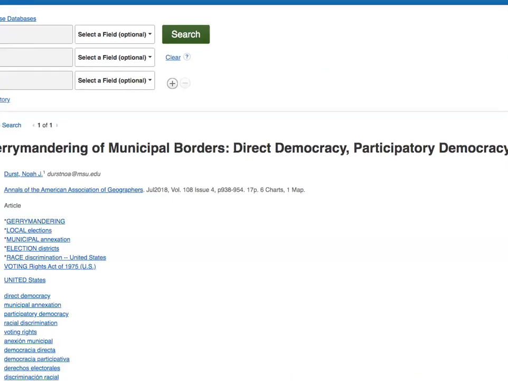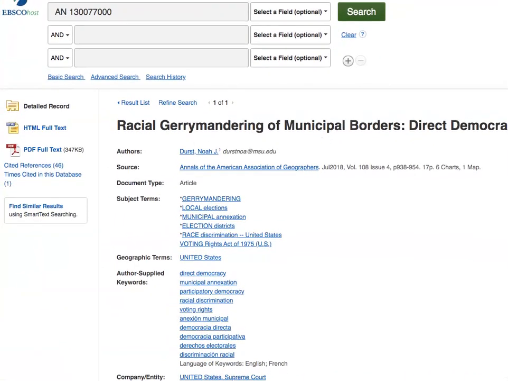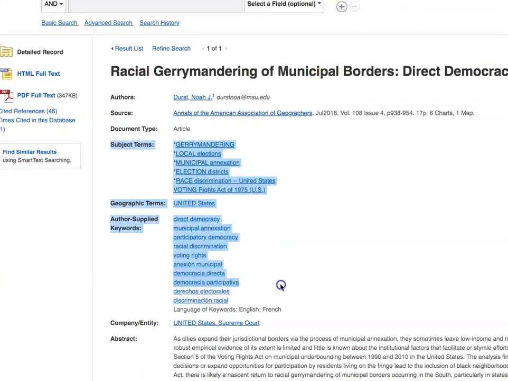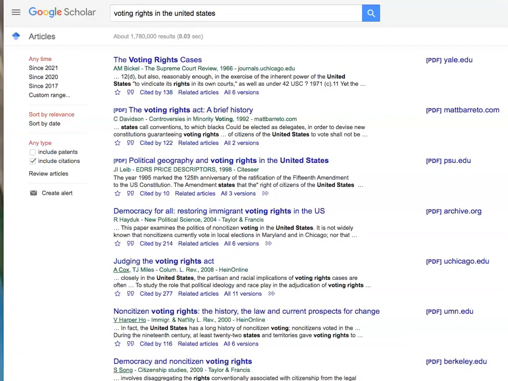So if you've ever used Google Scholar before and didn't use it again because it didn't have the full text you needed, this is going to be really great for you. See, it's available here. I'm in Academic Search Premier, and look, it gives me all these different rich pieces that I can use. When I say rich pieces, I mean keywords.